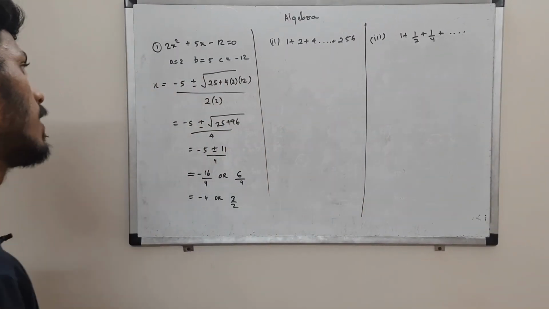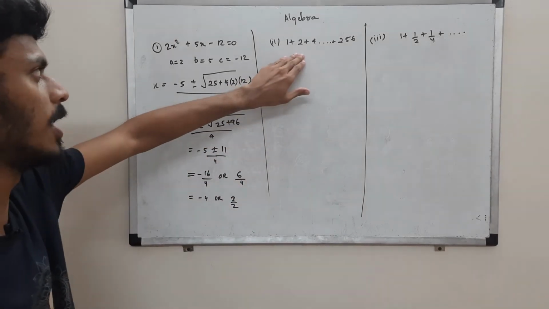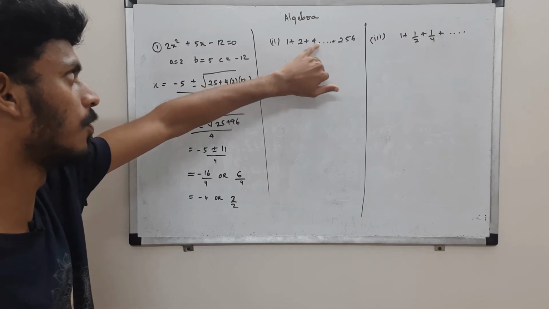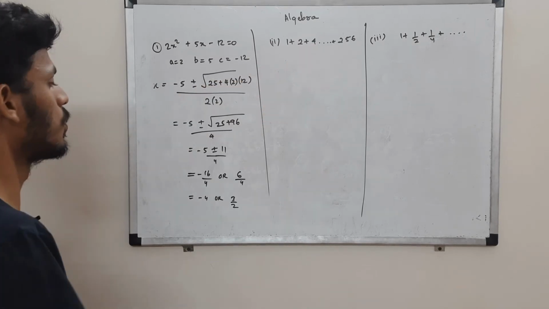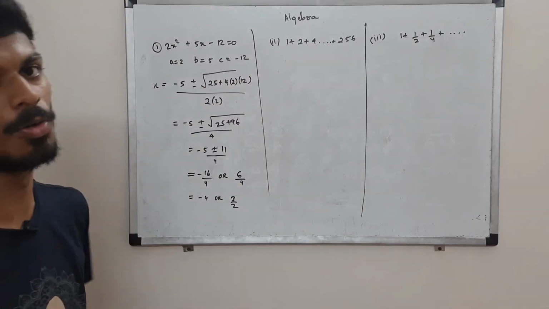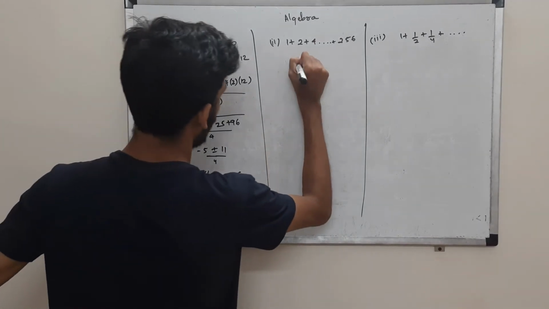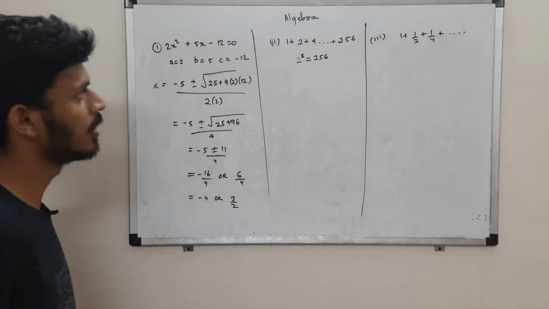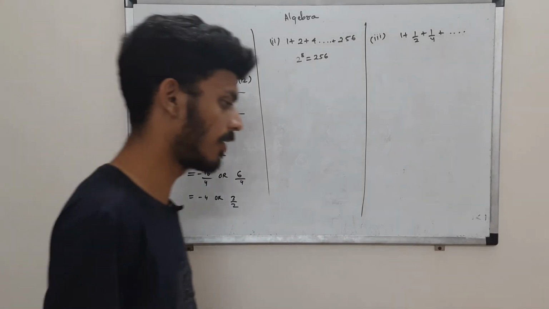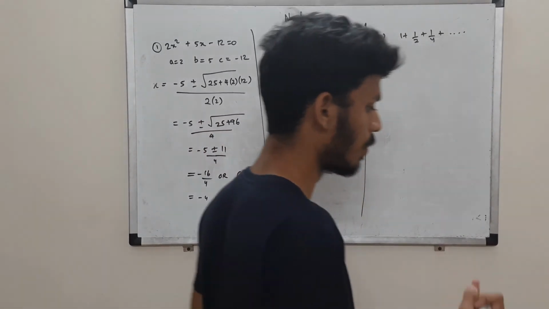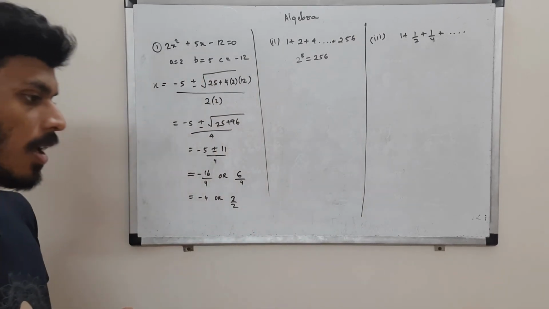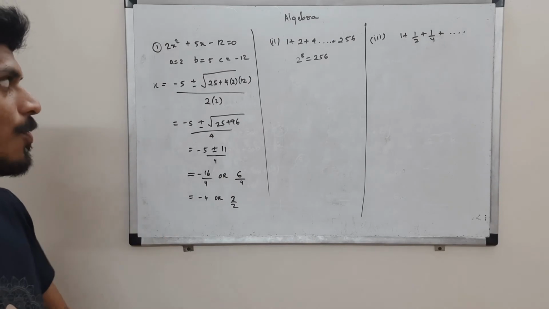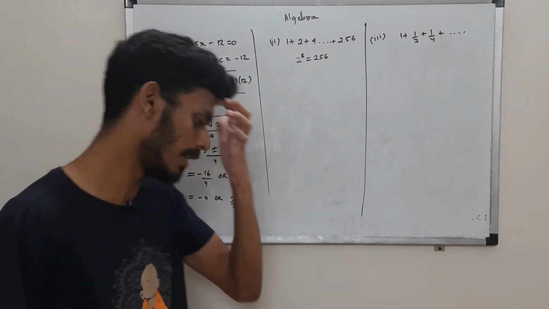Now let's solve this sum. Here we are given a GP. As you can see, the common ratio is 2. We are multiplying by 2: 1 times 2 is 2, 2 times 2 is 4, then 4 times 2 is 8, and that goes on up till 256. 256, if you see, is 2 to the power 8. 2 to the power 5 is 32, 64, 128, 256. So 2 to the power 8 is 256.